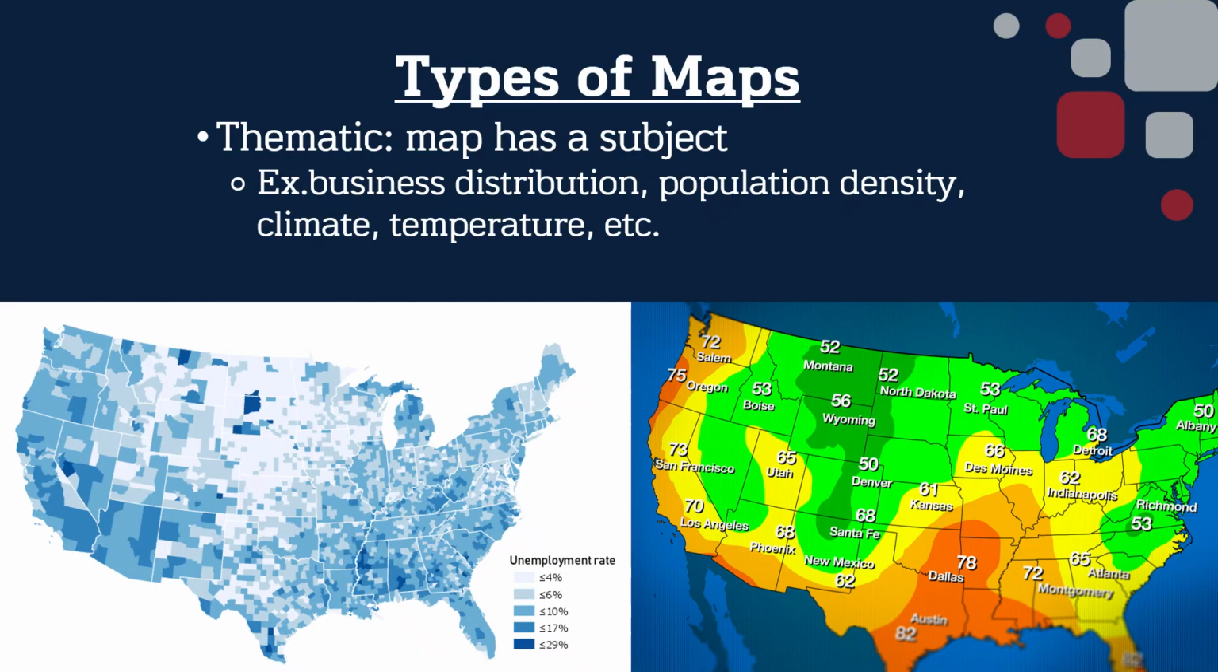Now, there are thematic maps. You see two examples right here on your screen. On the left, you have a map of unemployment, thematically showing which counties in the United States have the highest unemployment rate or where their unemployment rate is in relation to the others. And on the right side of the map, you see temperatures, how hot, how cold regions are. And of course, this is all in relation to each other.